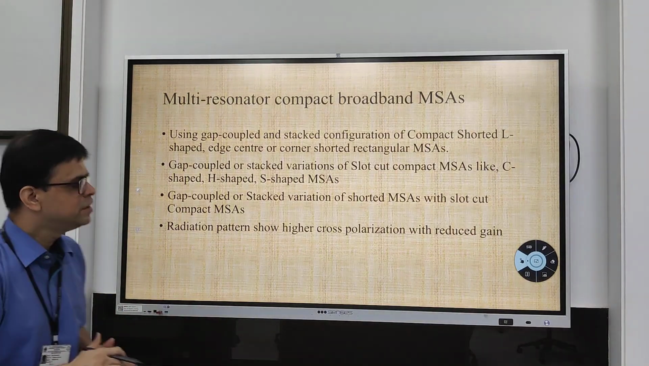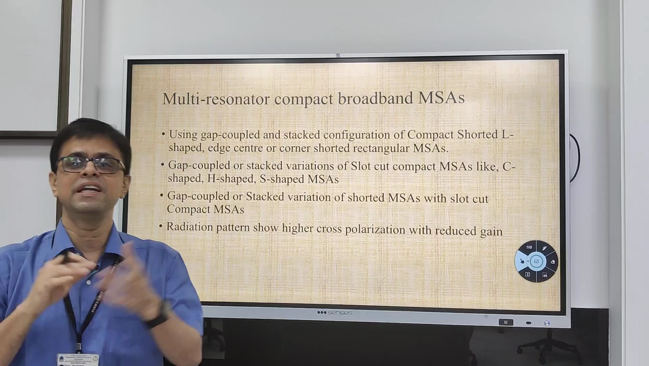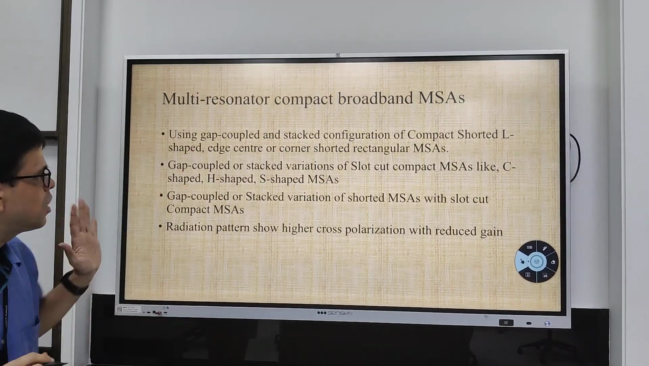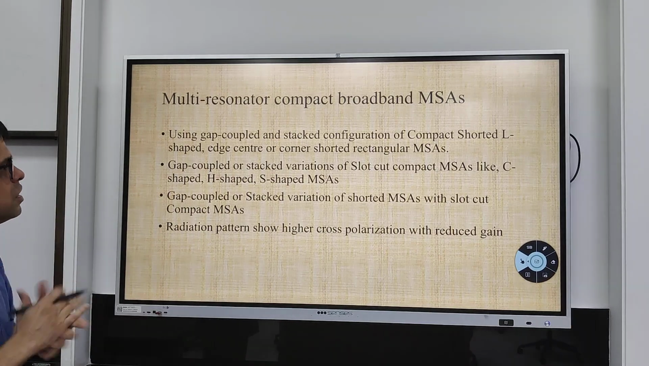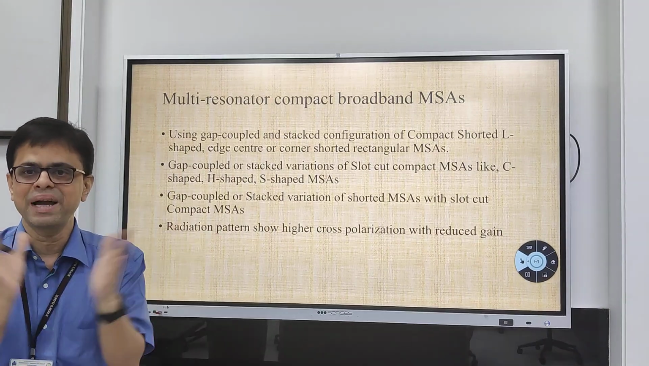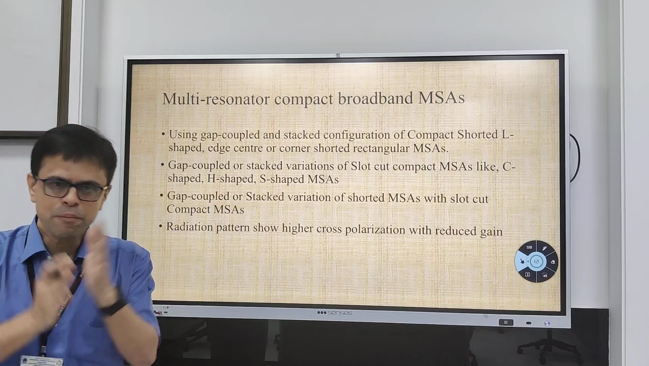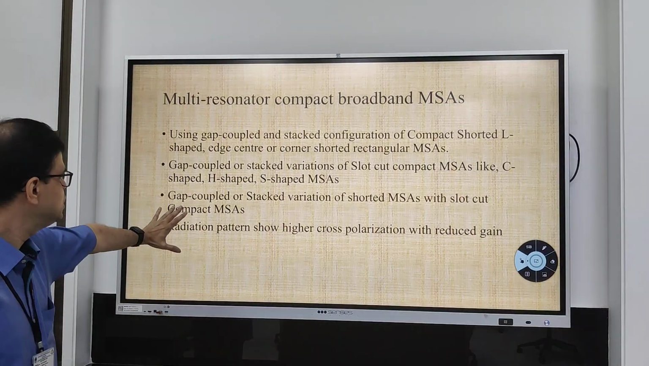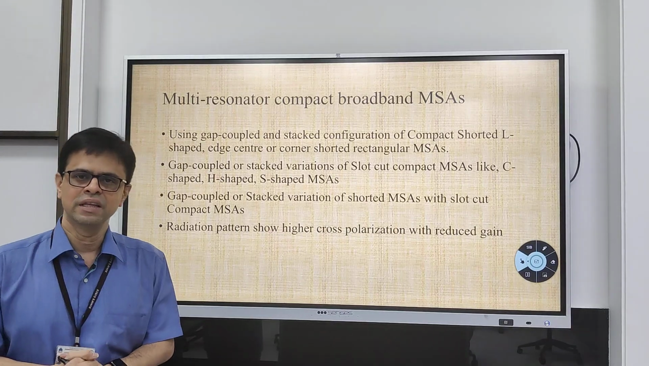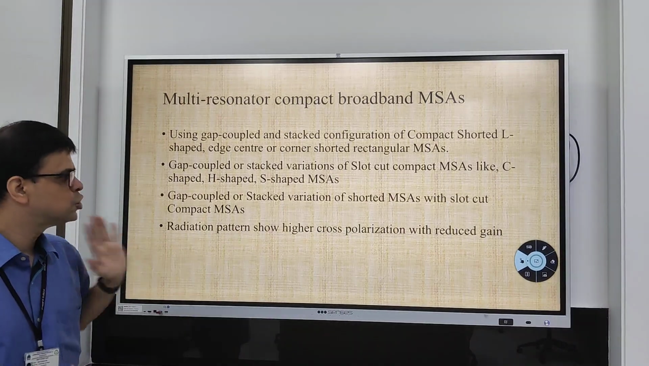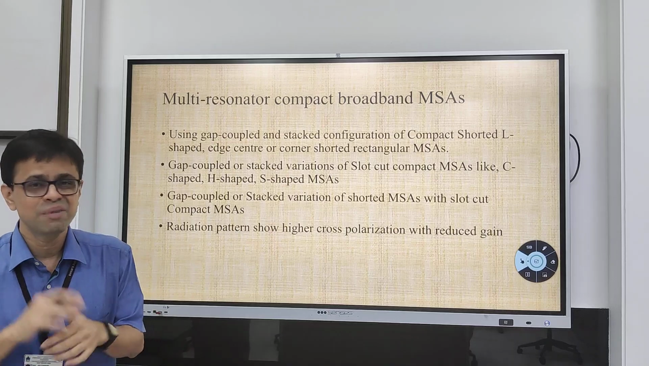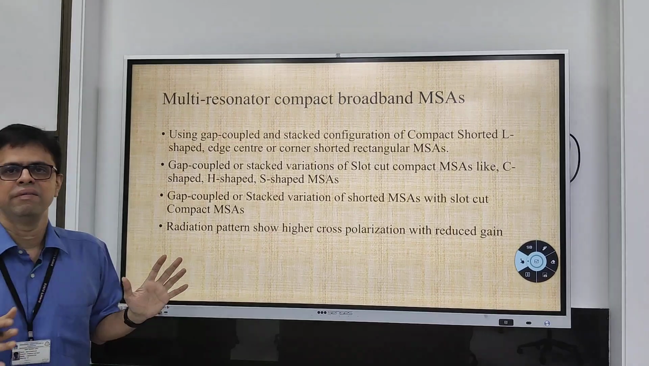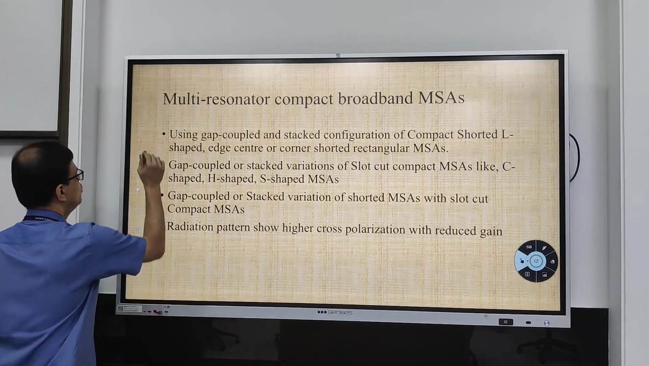Okay. So the next technique is a multi-resonator configuration. In multi-resonator, we are using gap coupled and stack designs. You can use gap coupled and stack designs of compact patches put together and appropriately placed such that the overall size does not increase. Using these configurations we increase the gain, and here the radiation pattern shows a high cross polar with a reduced gain because we are using a slot cut patch. We will directly go to the configurations; there we will understand what exactly we are doing.